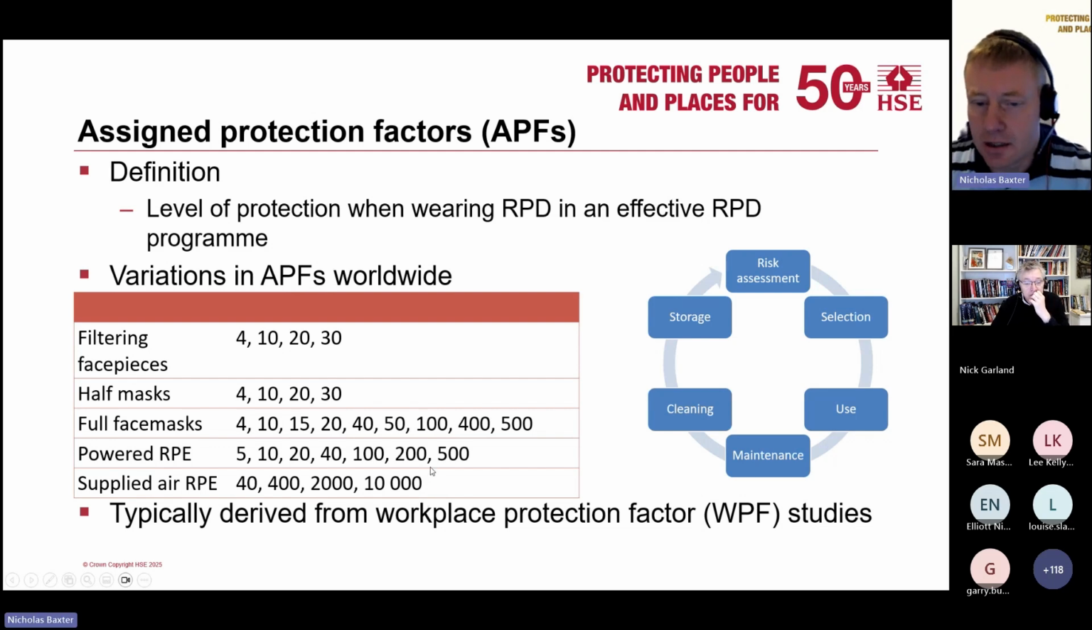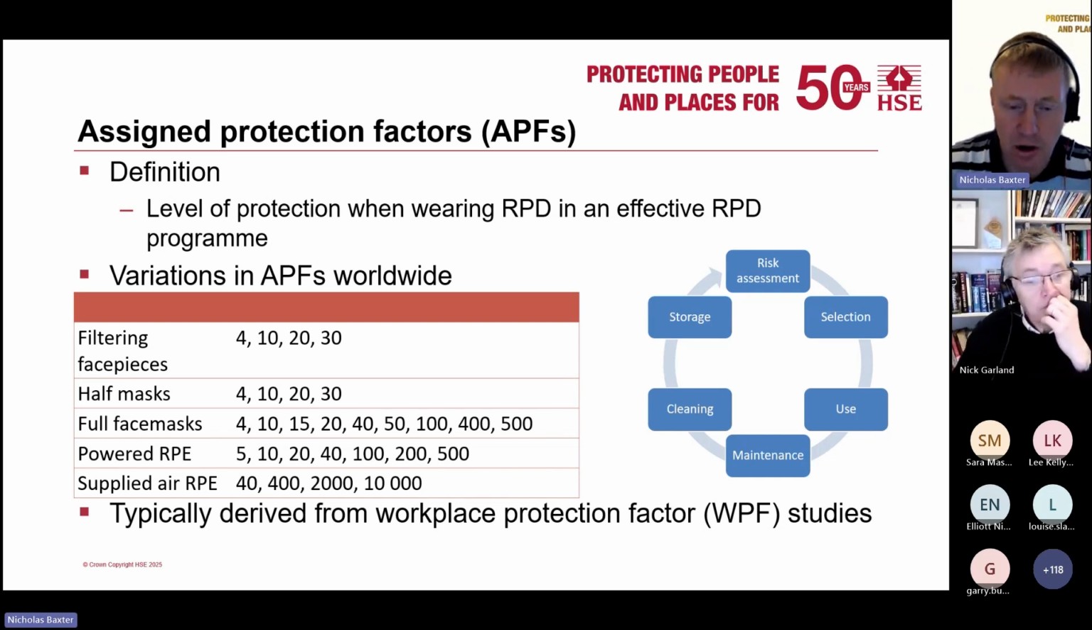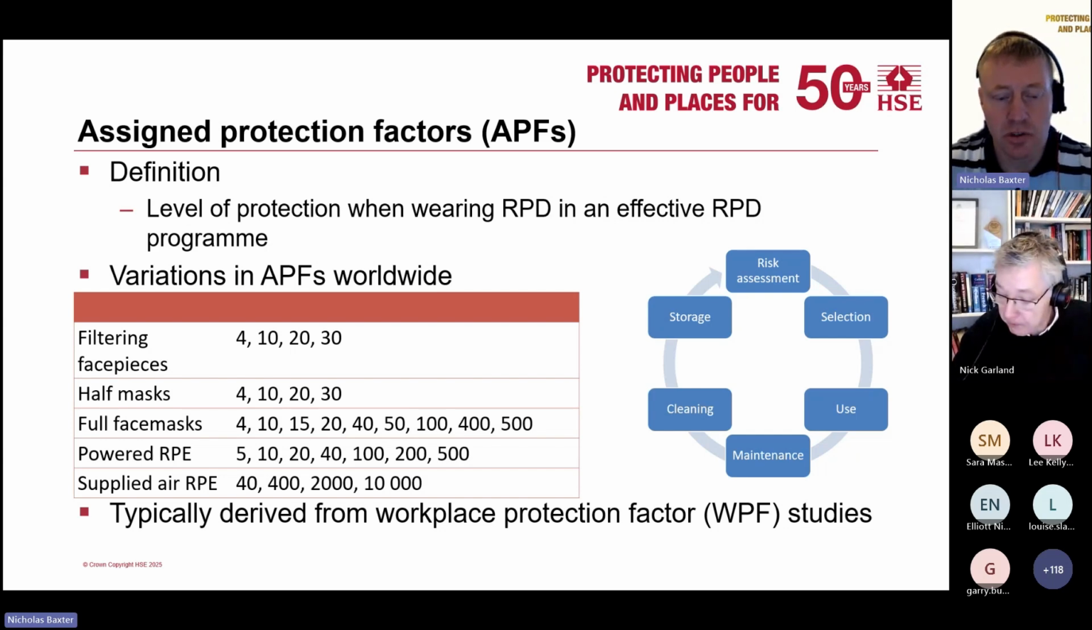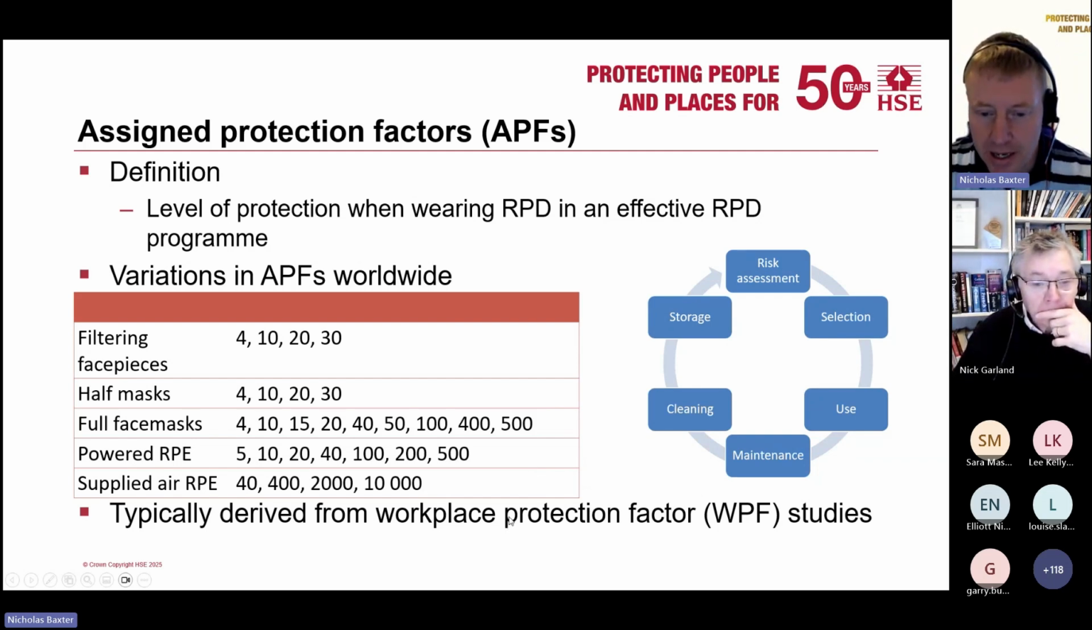The key thing to understand about assigned protection factors is that they're all derived from workplace protection factor studies. That's when people have gone out into the workplace where people have been carrying out their actual jobs wearing the RPE, and we measure the concentration of the exposure that they're working with, and then we also measure the concentration inside their masks. That generates the protection that's offered to them in that particular environment. Lots of information is gathered from different places, and then people assign the protection factors to that type of RPE.